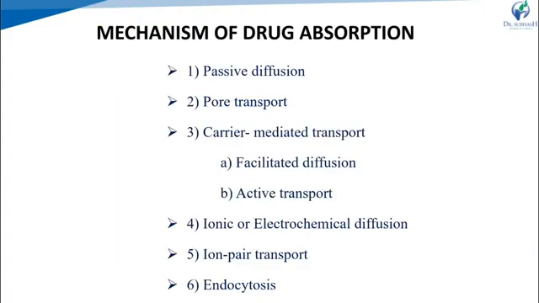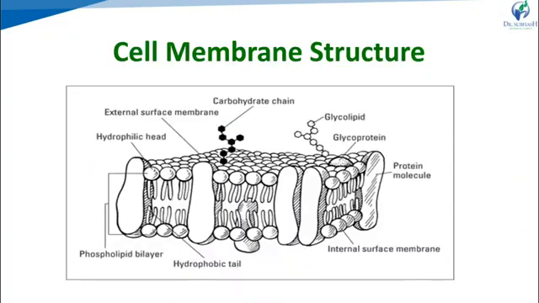Based on the three broad categories, we further classify the drug absorption mechanisms into six categories: passive diffusion, pore transport, carrier mediated transport, which is further classified into facilitated diffusion and active transport, ionic diffusion, ion pair transport, and endocytosis. One by one we will see the mechanism of drug absorption.